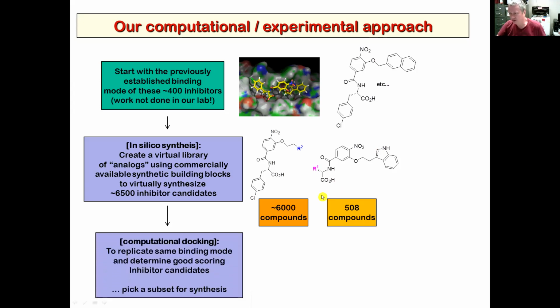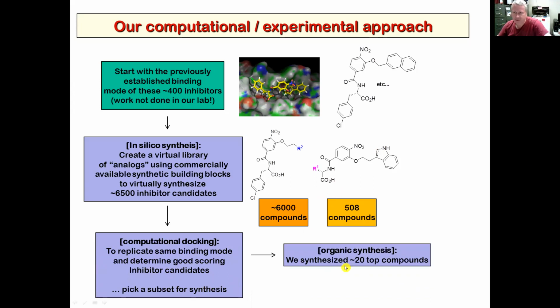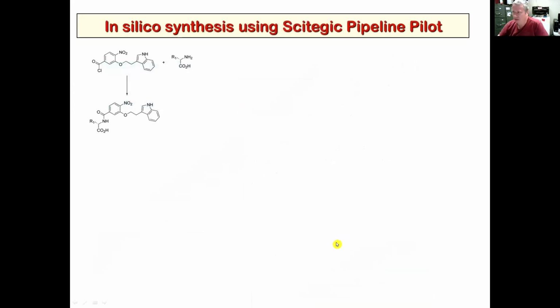Okay, so computational docking. We did docking to replicate the binding mode, to see if the carboxylic acid goes to the right place by the lysine. Pick a subset for synthesis because we can make amides super easy. And then we made 20 of the best. So as a graduate student project, we made 20 molecules for this library. Okay. And then we did biological evaluation. Well, actually our collaborator did, at Toro University. Okay. All right, so the in silico, this is a cool little thing.